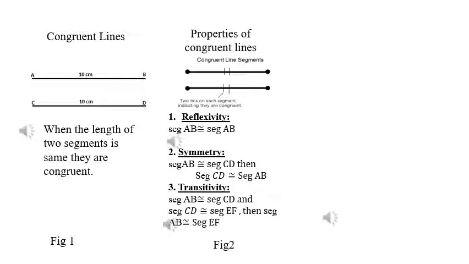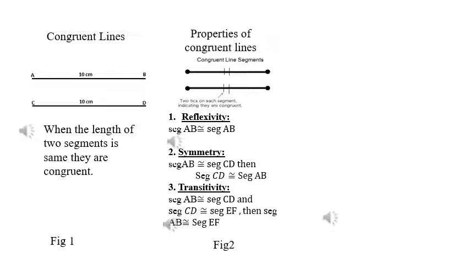Second property is of symmetry. It states that if segment AB is congruent to CD, then segment CD is also congruent to segment AB. We all know that it is just written the other way around. Both of the segments are of same measurements and hence they are congruent whether you write AB first or you write CD first. So both of them will be congruent to each other. So they are symmetric. Therefore the word symmetry is used.